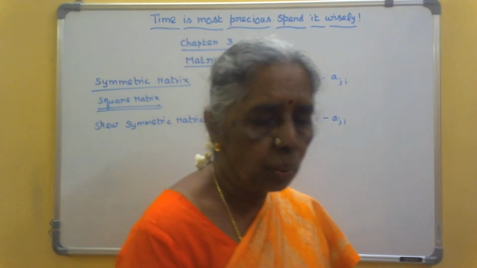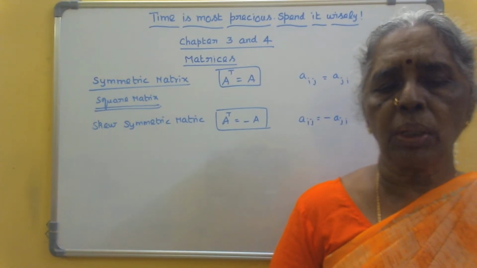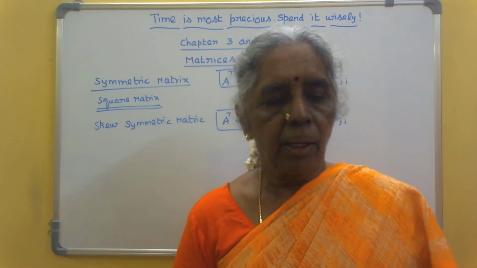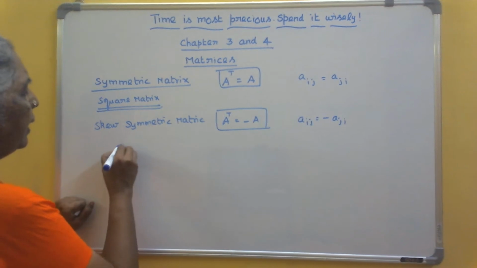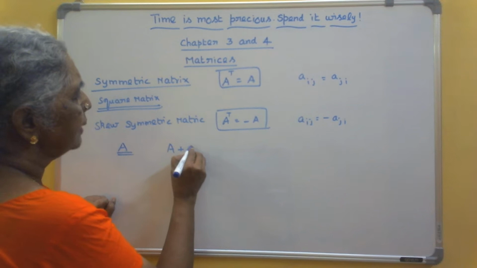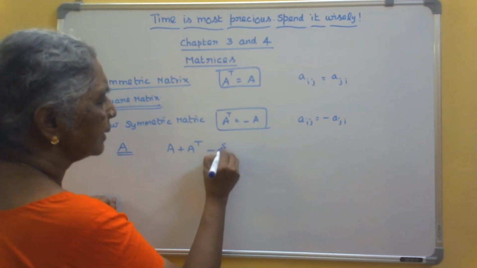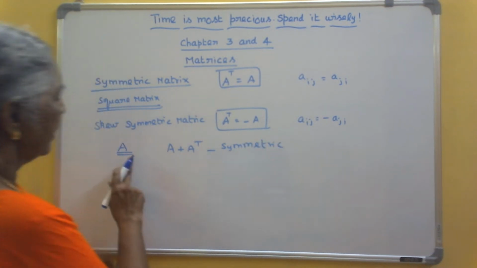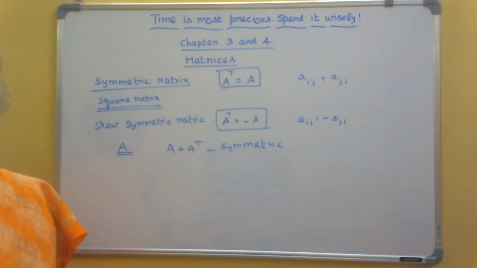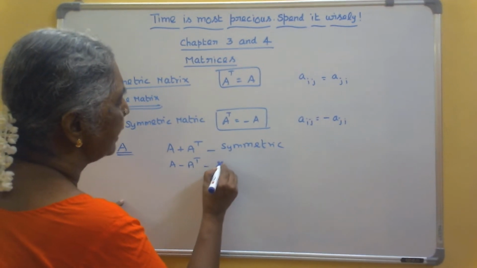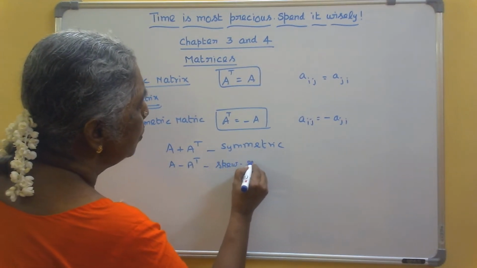Then, you must know some properties about these symmetric and skew symmetric matrices. If you take A as a square matrix, A plus A^T will be a symmetric matrix always. If A is any square matrix, A plus A^T is always symmetric and A minus A^T is always skew symmetric.